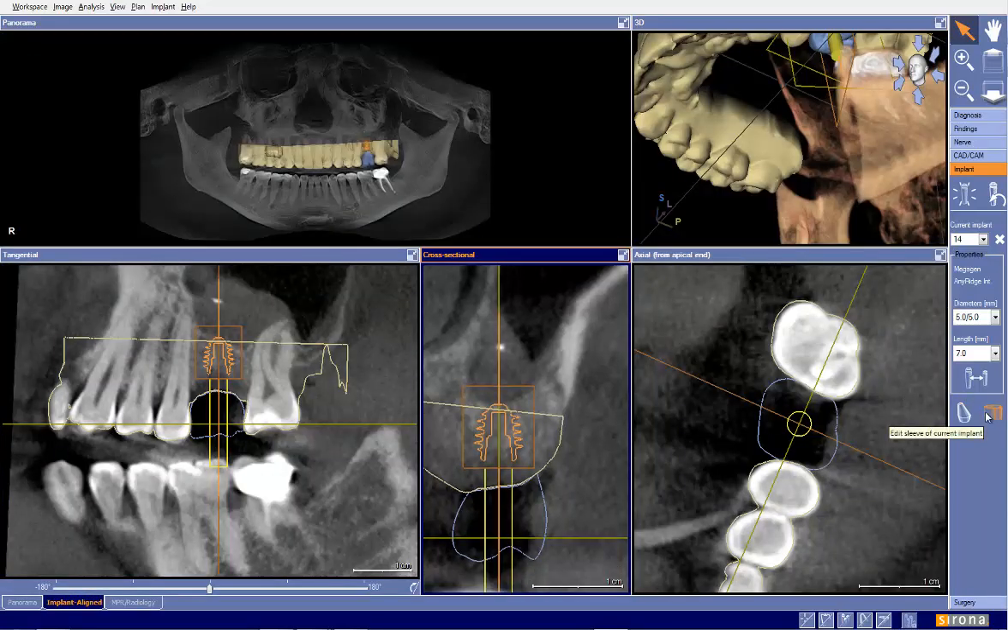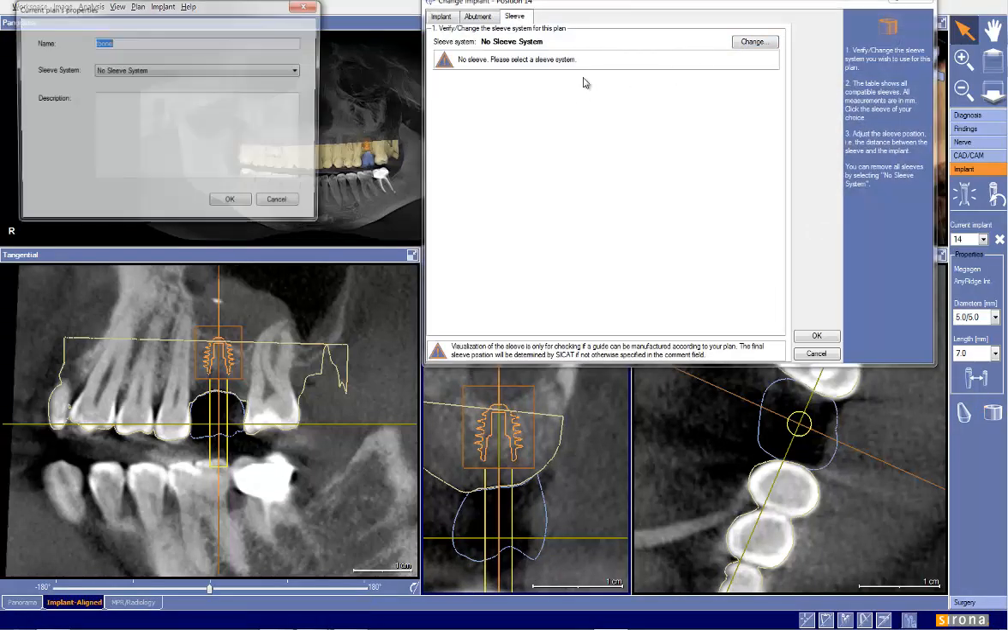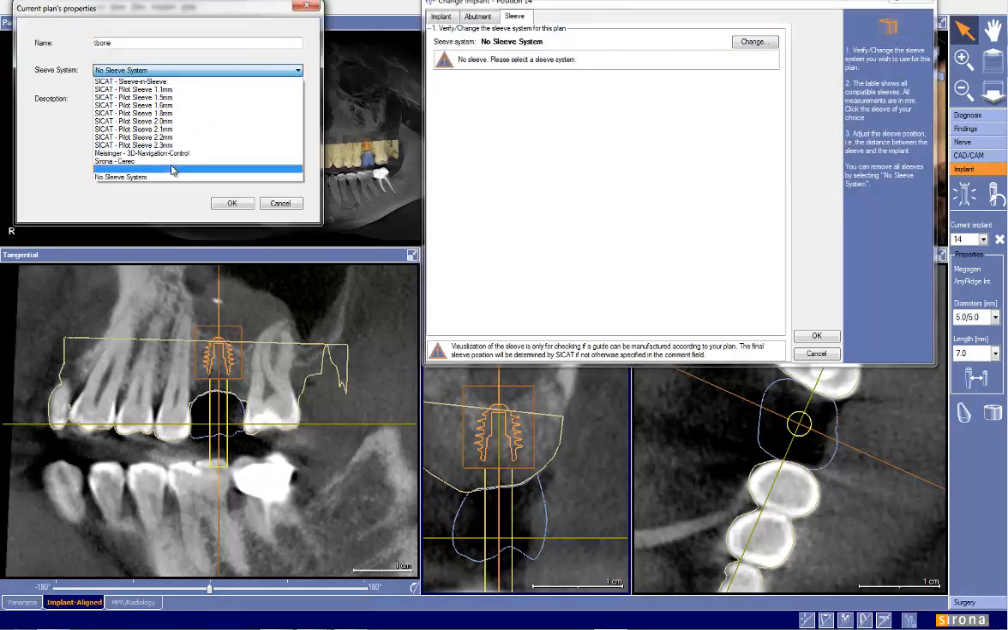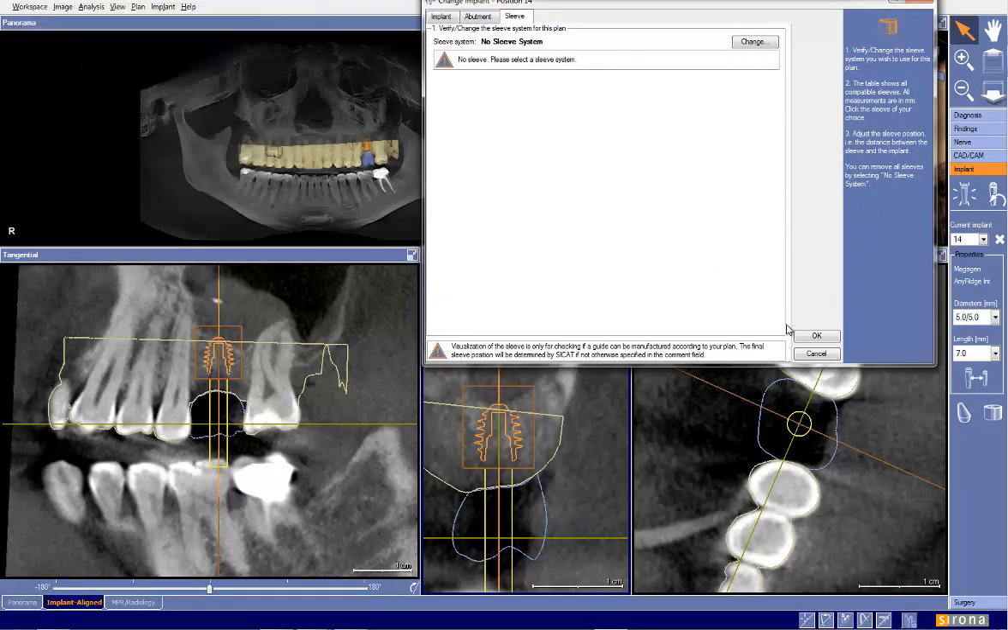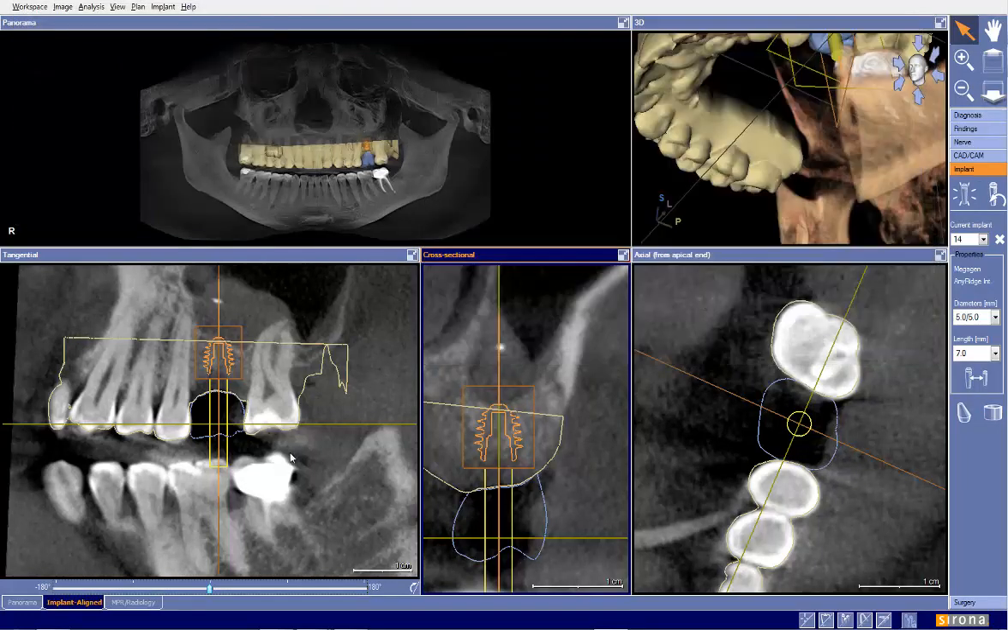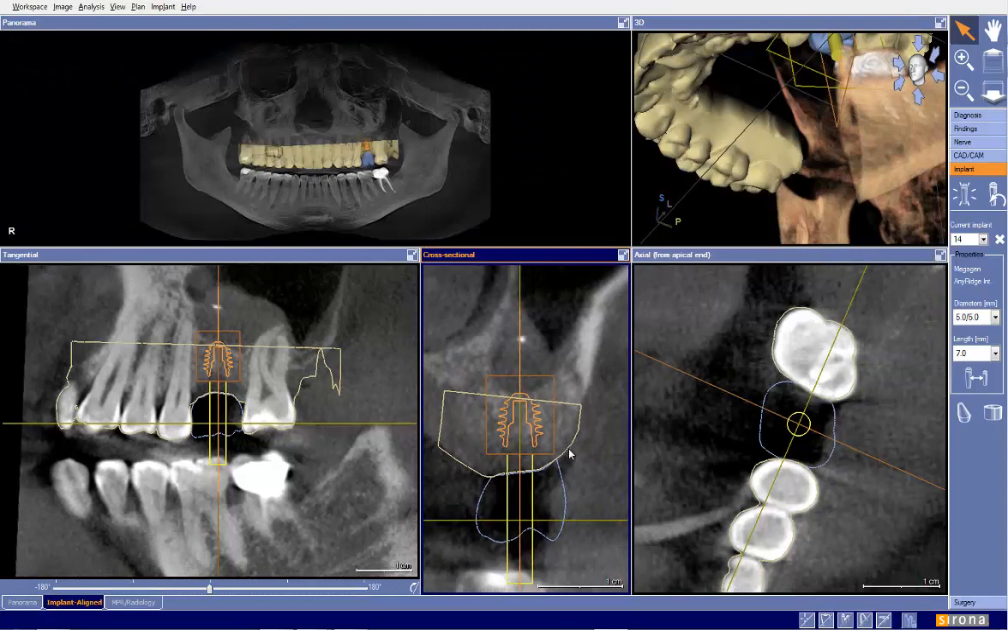I'm not aware that Megagen has a guided implant system, so I cannot put the sleeve in here. So that would be the only other thing I would check would be the sleeve position. So hopefully this makes sense.